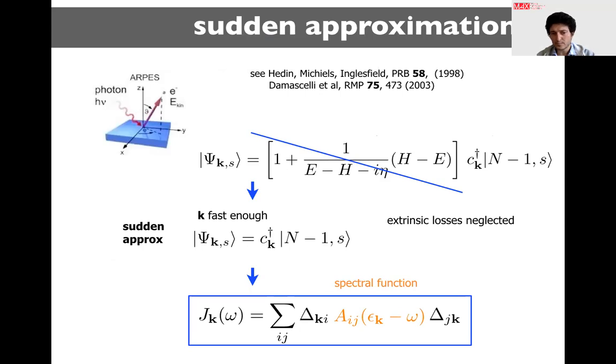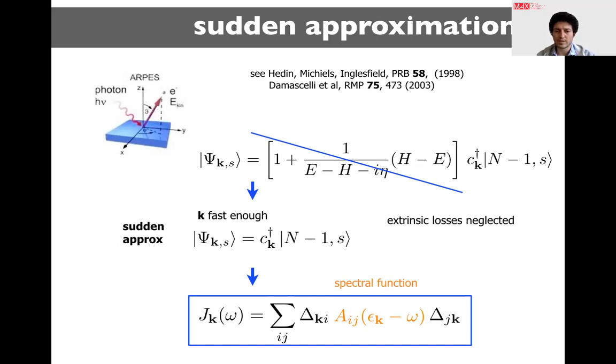Instead, by making the so-called sudden approximation, where we assume the outgoing electron to be fast enough, we can approximate the final state in this form. It is the product of an excited state with N-1 electrons plus a plane wave in vacuum.